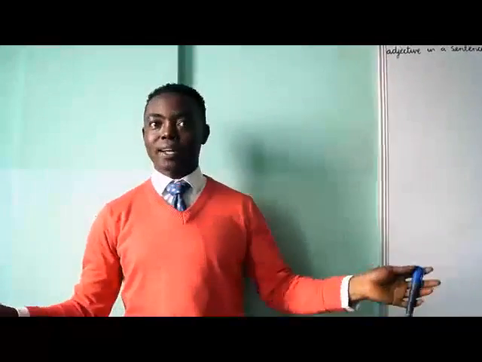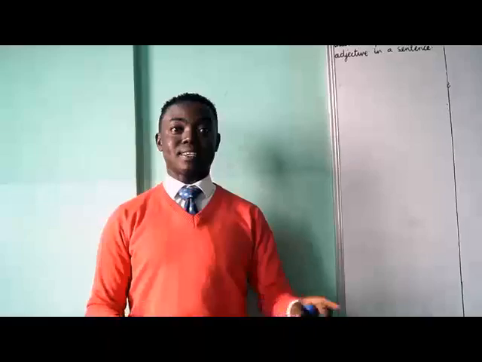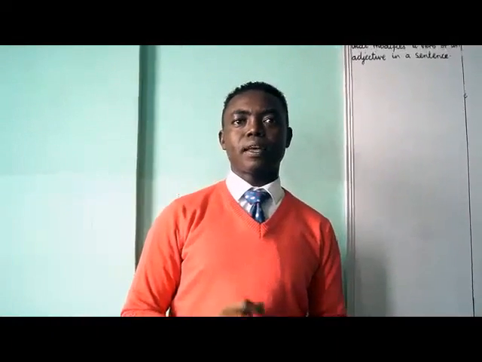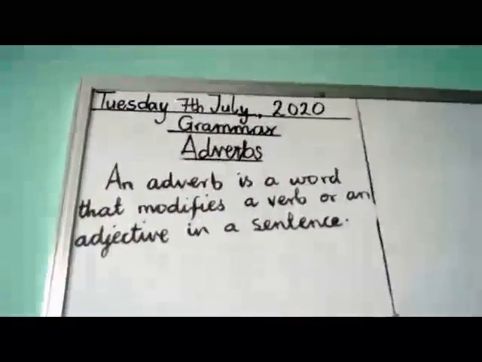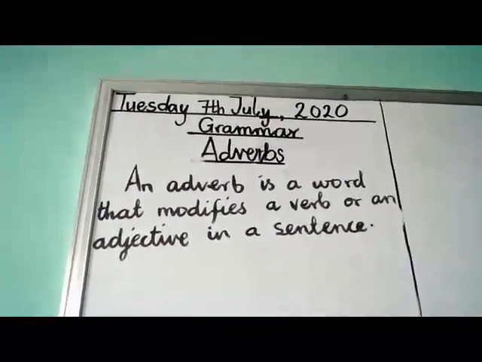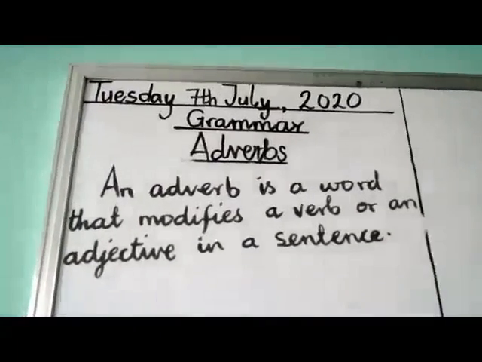Today, we'll be looking at adverbs. As we all know, an adverb is a part of speech, and we have about 8 different parts of speech which make up the English sentence, depending on the sentence that is being given. Straight away, let's look at the definition of an adverb. An adverb is a word that modifies a verb or an adjective in a sentence.